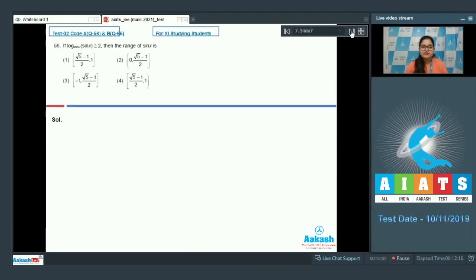Question number 56. If log of sin x to the base cos x is greater than or equal to 2, then find the range of sin x. First of all, for defining the log function, number 1, sin x should be positive. Number 2, cos x cannot be 1 and cos x should be greater than 0. So basically, the base of the log function, that is cos x, lies between 0 and 1.